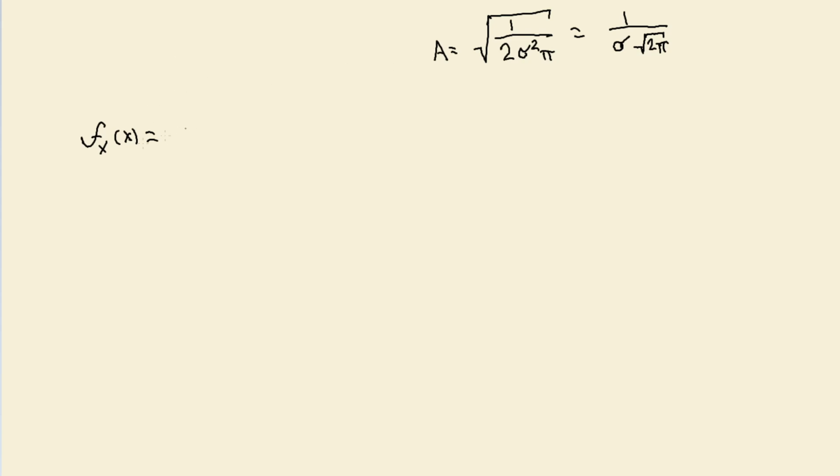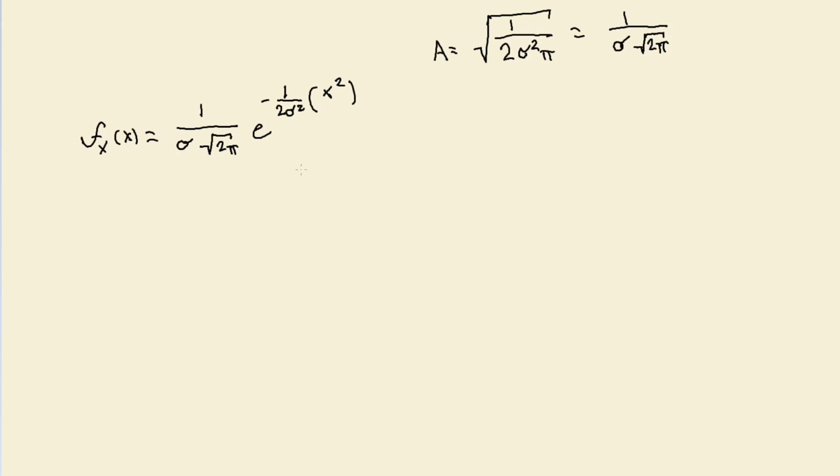And so if we plug in these values that we came up with, we're going to get 1 over standard deviation multiplied by the square root of 2 pi. And we're going to multiply this by e to the power of negative b, which in this case is 1 over 2 times the variance. And then we're multiplying by x squared.